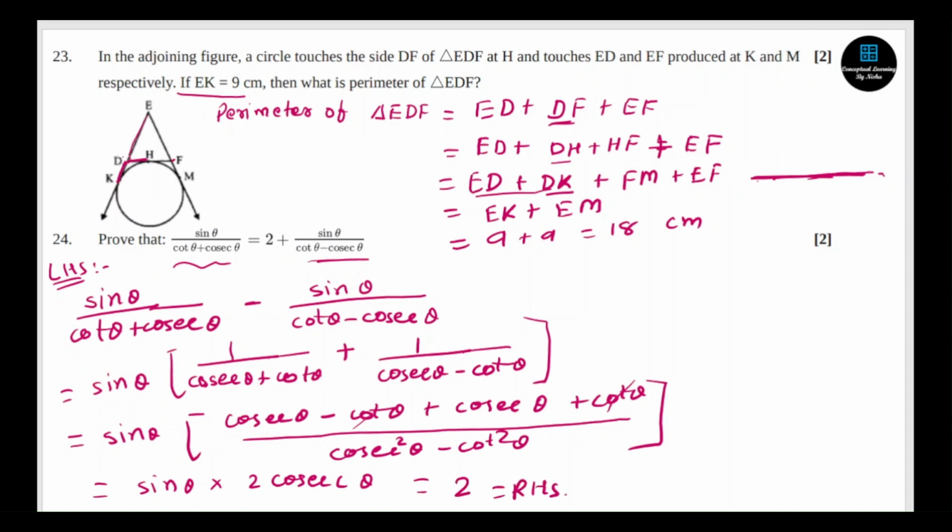Now, here also you have to write the identity: cosec square theta minus cot square theta is 1, and sin theta into cosec theta equals 1. You have to write that as the reason. Then only all your steps will get completed and you will get the full marks for the question. Alright, perfect.